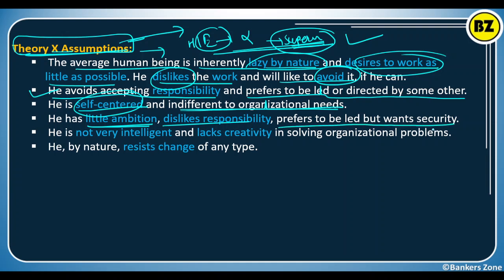but want security. So according to theory X, humans or the employees have very little ambition, they don't like responsibility, and they want only a secure job or job security, and that's why they need to be supervised. Okay, again, he is not very intelligent, he lacks creativity in solving organizational problems, and that's why he needs to be supervised. By nature humans resist change, any type of change, and that's why he does not love to work, and that's why he needs to be supervised.